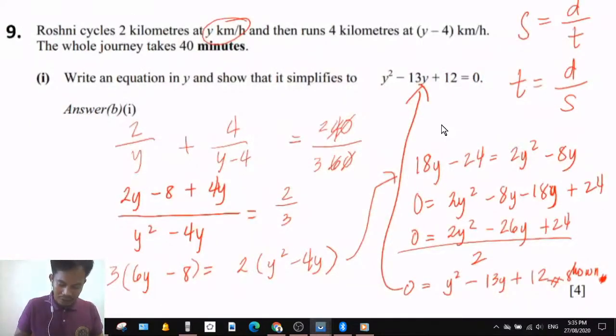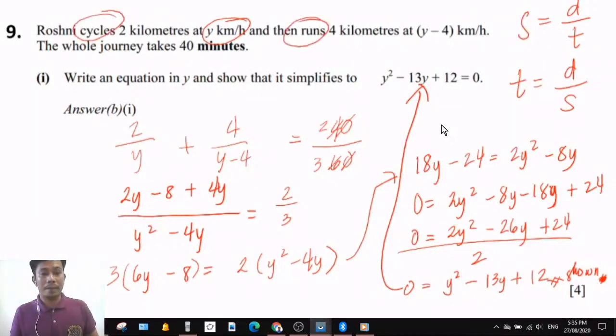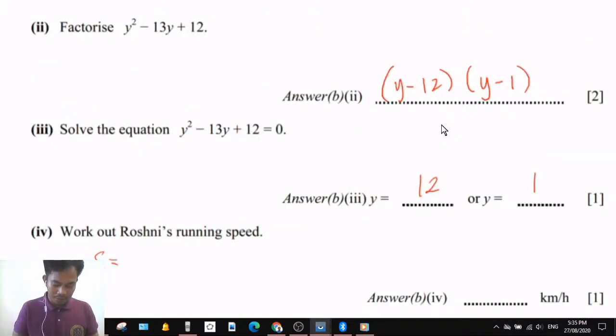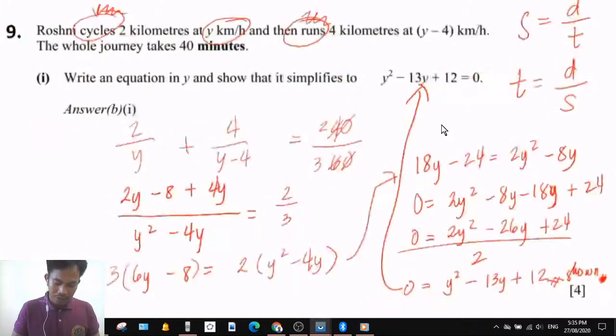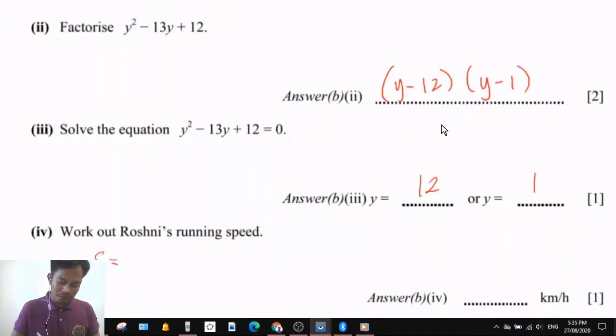Running only, because there are two things. She cycles, this is the first thing. She runs, this is the second thing. I did not notice that immediately. So when she runs, it's only y minus 4. So it will just be 12 minus 4. 12 minus 4 is 8.